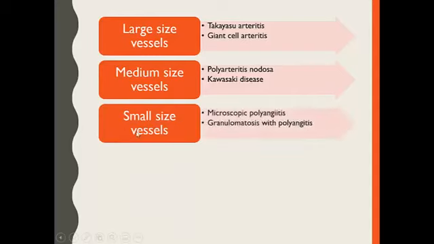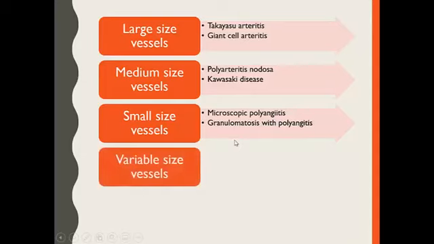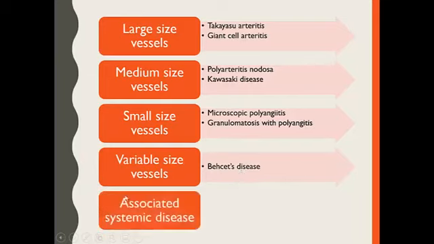for example microscopic polyangiitis and granulomatosis with polyangiitis, which is the recent term for Wegener granulomatosis. Wegener granulomatosis is not used anymore. Other vasculitides affect any size of vessels, for example, Behçet's disease. And some vasculitides are associated with systemic disease, for example, as we mentioned, rheumatoid arthritis, systemic lupus and antiphospholipid antibody syndrome.